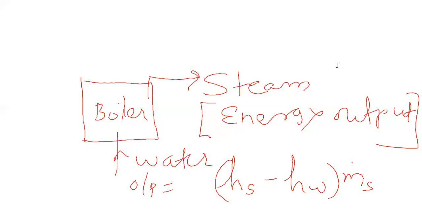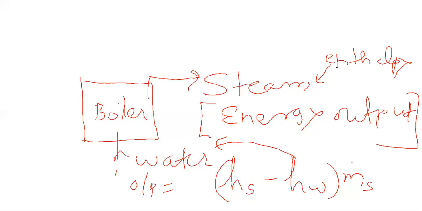So the steam generator output is (Hs minus Hw) into m dot s, where Hs is the enthalpy of the steam, and Hw is the enthalpy of the feed water. Feed water is the water which is fed to the boiler. This is the output of the boiler.